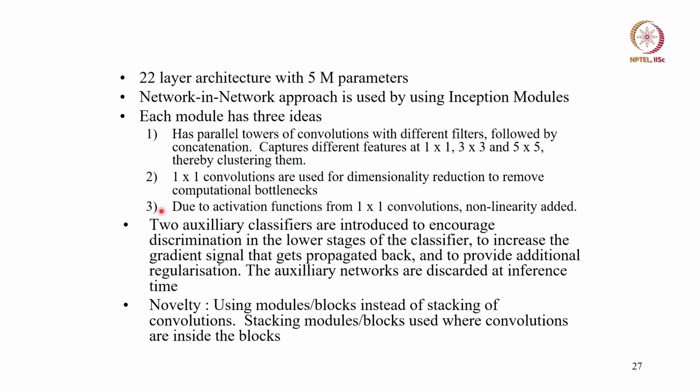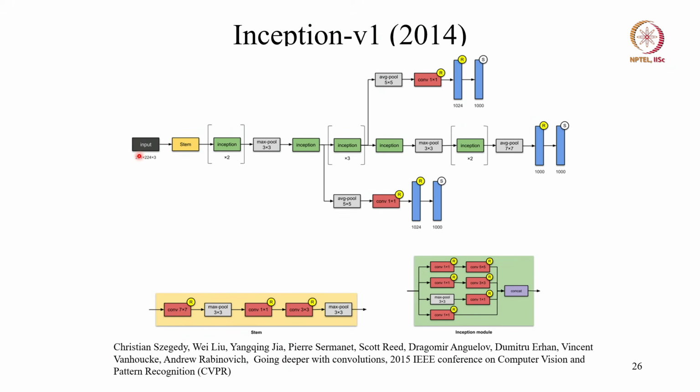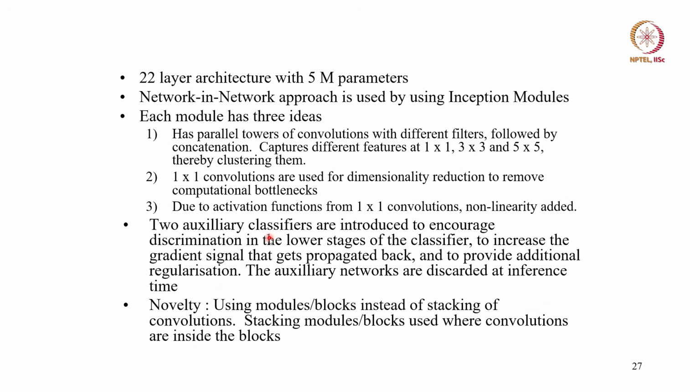And you have 2 auxiliary classifiers. The auxiliary classifiers are there so that discrimination is done even at this level, even before reaching the final level, and that can also be used for updating the weights of your network. But finally, when the network is trained, you're going to remove these auxiliary networks.